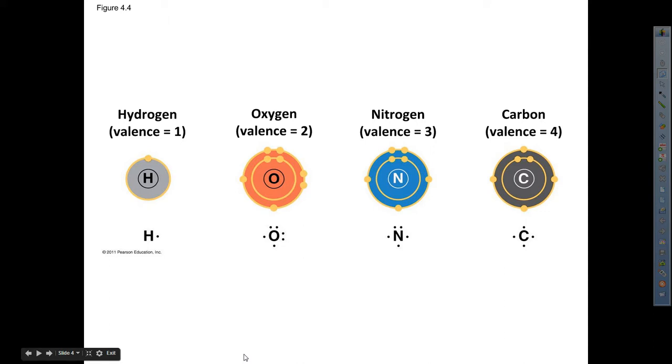This is showing the valence of different atoms commonly found in organic compounds. And so we have a hydrogen, it can only form 1 bond, oxygen can only form 2, nitrogen can form at most 3, but carbon can form 4 covalent bonds. And so that's kind of like why carbon is super awesome, is that it has this incredible bonding power.